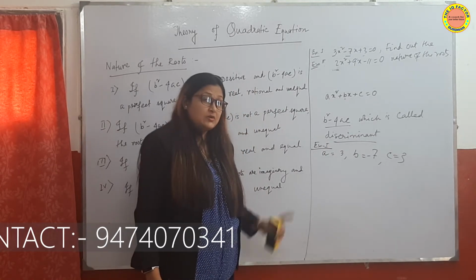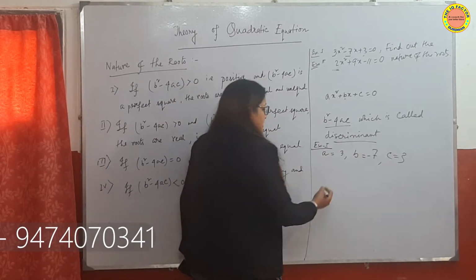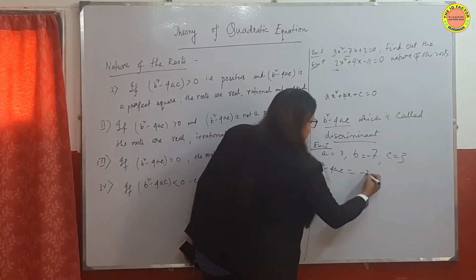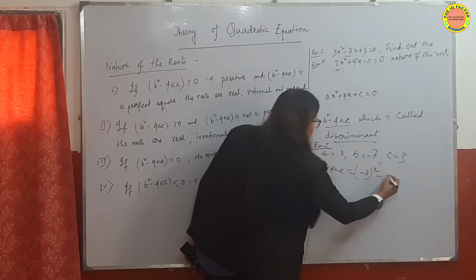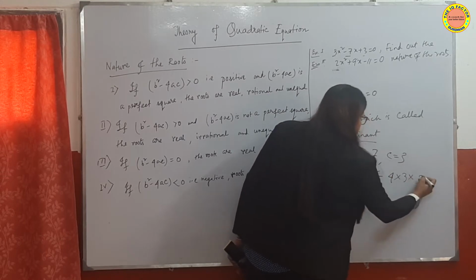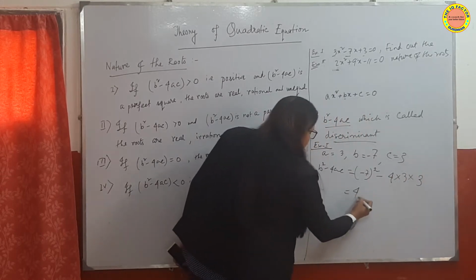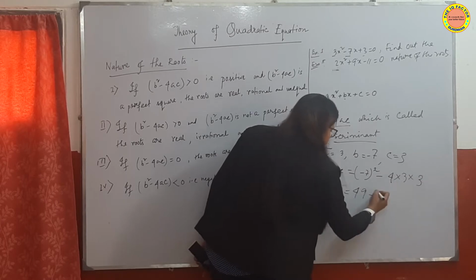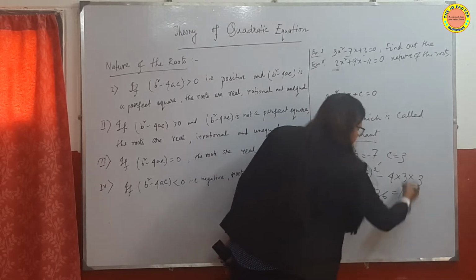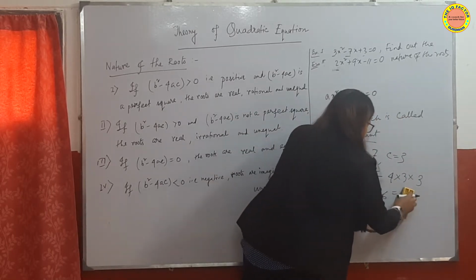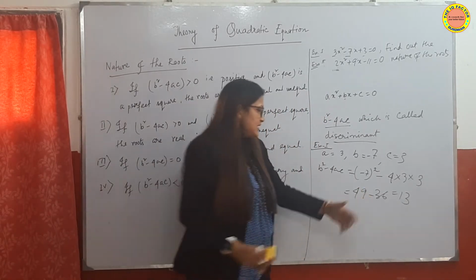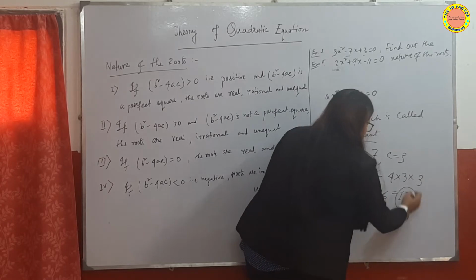So, what do we have to find out first? The discriminant, which is b square minus 4ac. So, b square minus 4ac is equal to minus 7 whole square minus 4 into 3 into 3, which is 49 minus 36. What is it? 13. So, b square minus 4ac is coming 13.